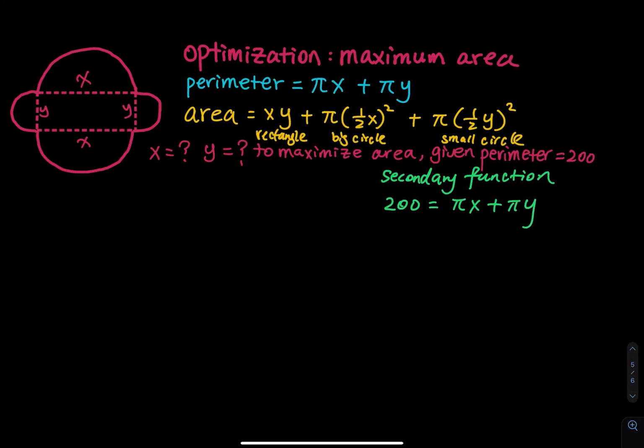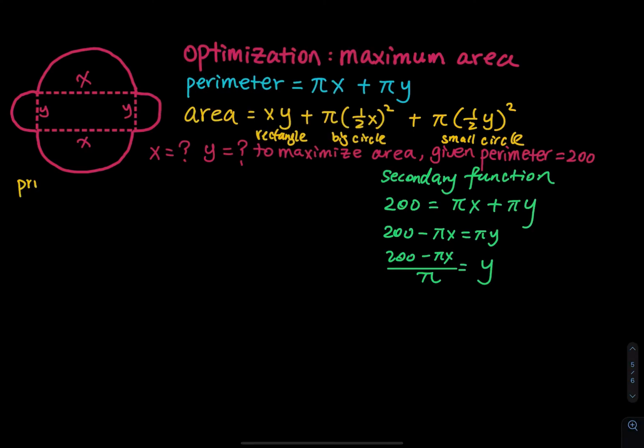The primary is area equals some function, but take a look at the area I just wrote: there is x and there is y, right? So I am going to put y in terms of x, so I'm going to do some work for the secondary. First of all, 200 minus pi x equals pi y, and then we divide both sides by pi. So y equals (200 minus pi x) divided by pi, and then we will plug this into the primary.